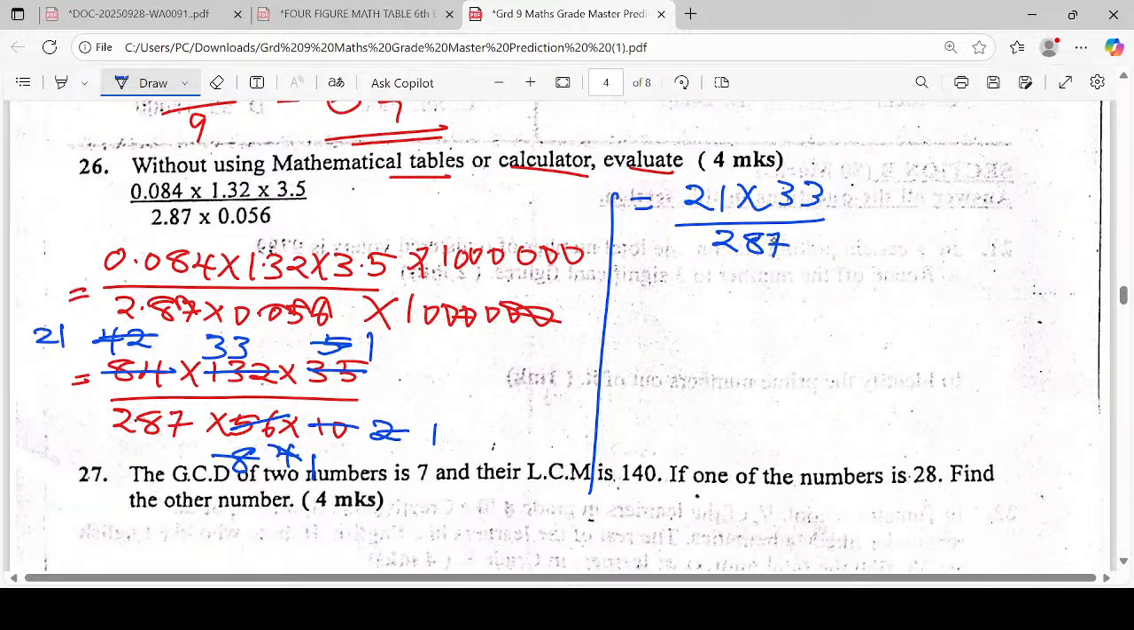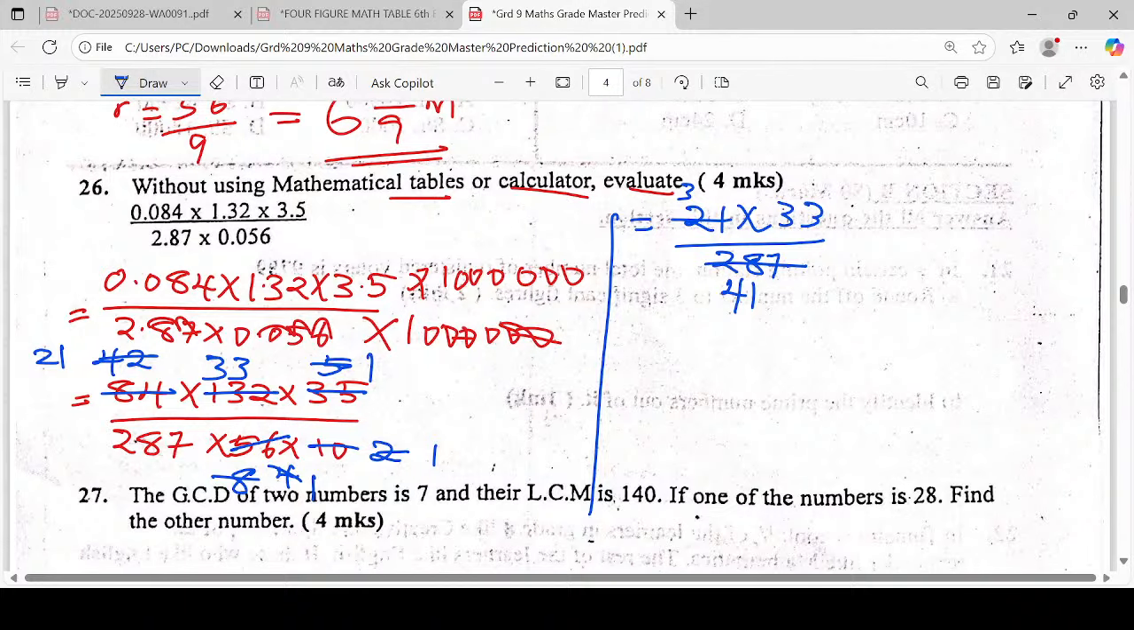I want to see if there is a number that can go into either. I think 7 goes here. 7 into 21 is 3 times. 7 into 287 is 41 times. Then once you have it like that, you cannot simplify further. 3 times 33 is now going to be 99 over 41.